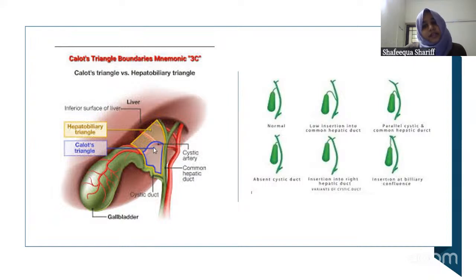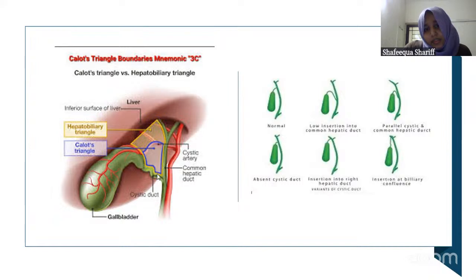Basically, the contents of the hepatobiliary triangle, the Calot's triangle, are 3. You have to remember 3 things. One is the artery, which is the main reason it is important. The next is the Calot's node, also known as Mascagni's node, and that is the sentinel node of the gallbladder, and fibrofatty tissue which is present.